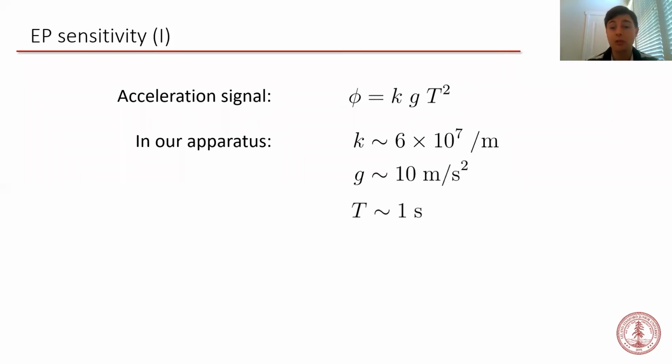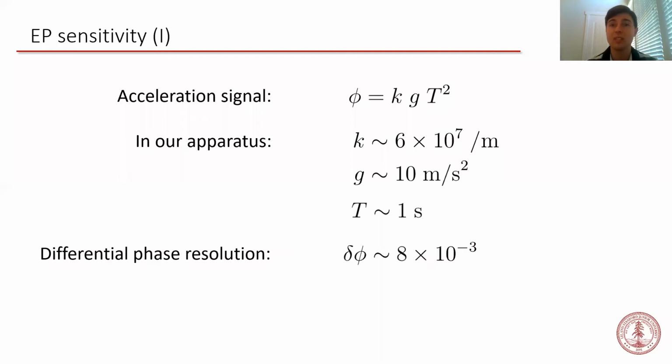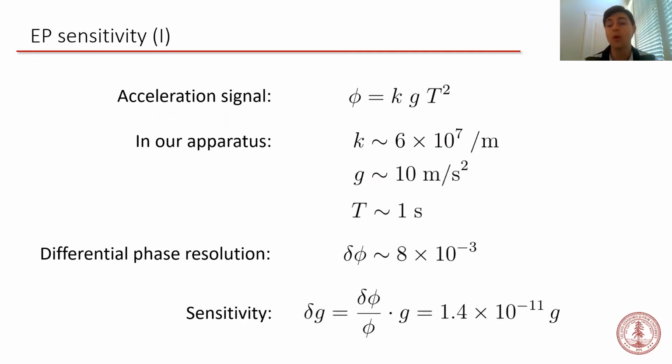The best differential phase resolution that we've obtained is 8 milliradians, which is close to the shot noise limit with a few times 10 to the 5 atoms per interferometer. That means that our single shot differential acceleration sensitivity is 1.4 times 10 to the minus 11 g. With a cycle time of about 15 seconds, our interferometer has the highest sensitivity to the Eötvös parameter of any laboratory apparatus, including the classical experiments.